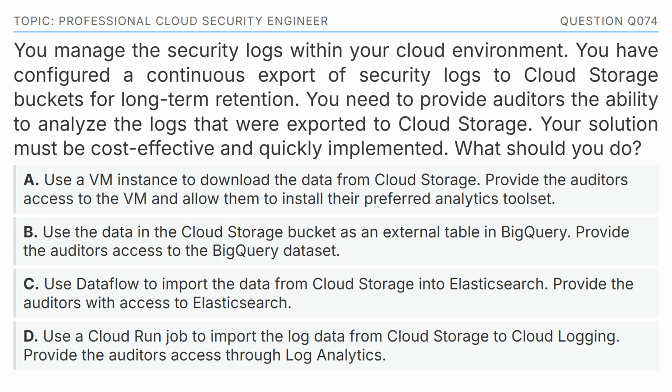What should you do? The options are: Option A, use a VM instance to download the data from cloud storage. Provide the auditors access to the VM and allow them to install their preferred analytics toolset. Option B, use the data in the cloud storage bucket as an external table in BigQuery. Provide the auditors access to the BigQuery dataset. Option C, use Dataflow to import the data from cloud storage into Elasticsearch. Provide the auditors with access to Elasticsearch. Option D, use a Cloud Run job to import the log data from cloud storage to cloud logging. Provide the auditors access through Log Analytics.